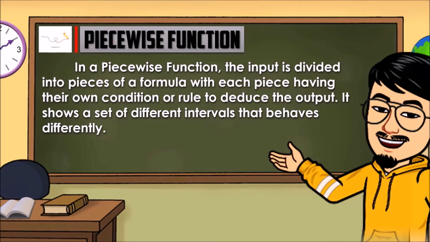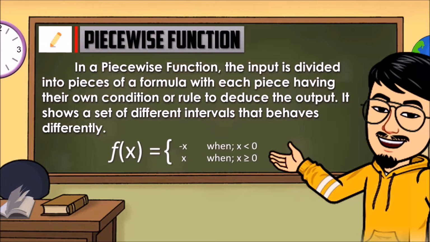In your early stage of learning mathematics, you have already encountered this piecewise function, that is the absolute value, defined as f of x is equal to the bracket of negative x when the value of x is less than 0, and x if the value of x is greater than or equal to 0.